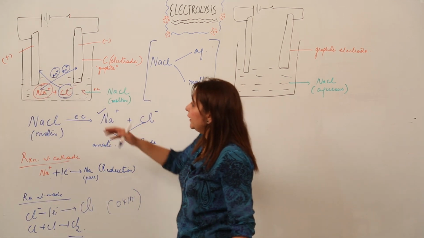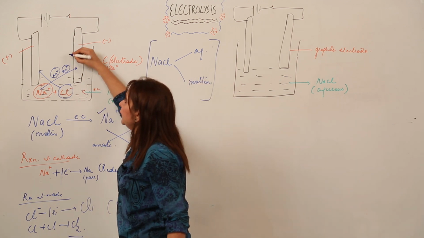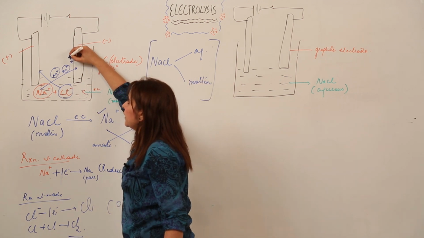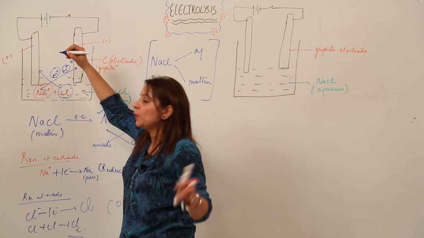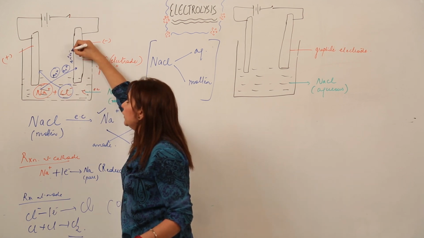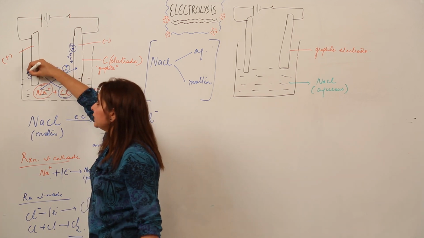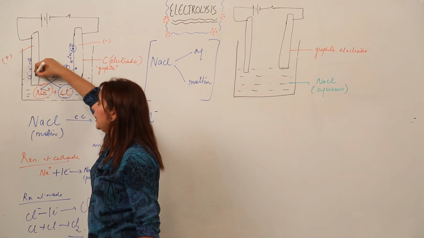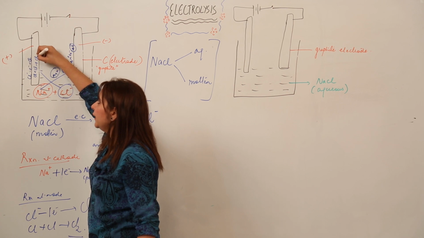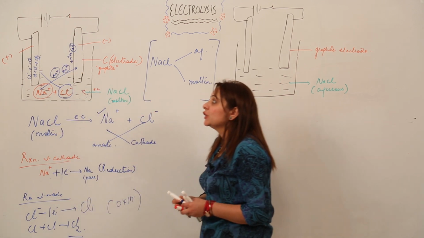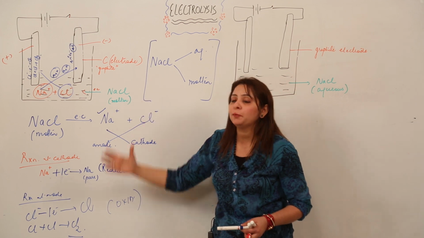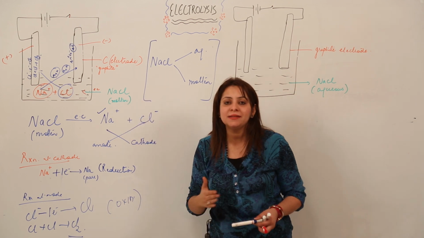Now, what happens when they reach here? When they reach here, Na positive, which has lost one electron, will gain one electron and form Na. And what will Cl do? Cl negative will lose its one electron and form Cl, and Cl will combine with Cl to form Cl2. So this is how the electrolysis takes place in the case of molten NaCl.